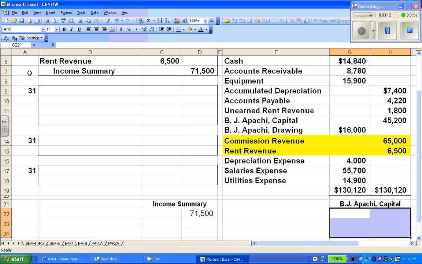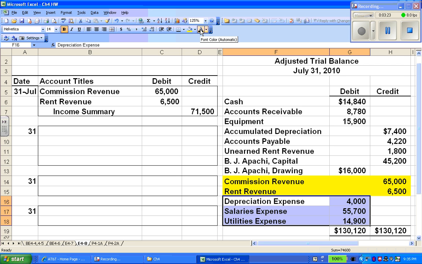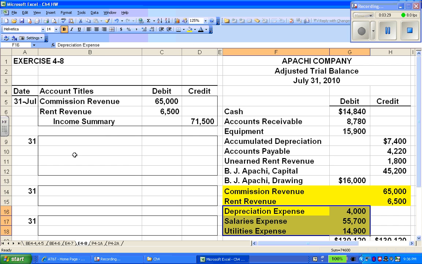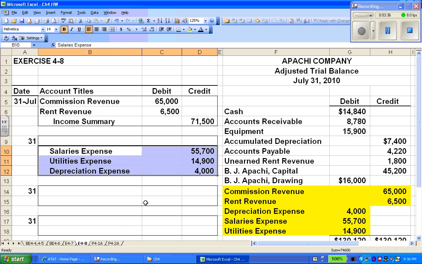All right, so we closed out our revenue accounts. Now let's close out our expense accounts. I have 3 here, and they have debit balances. So in order to close them out or to make them zero as of the end of the year, I need to credit them. So I'm going to credit the depreciation expense, utilities expense, and the salaries expense. And here's the total amounts. And again, these amounts are coming right off of the adjusted trial balance.